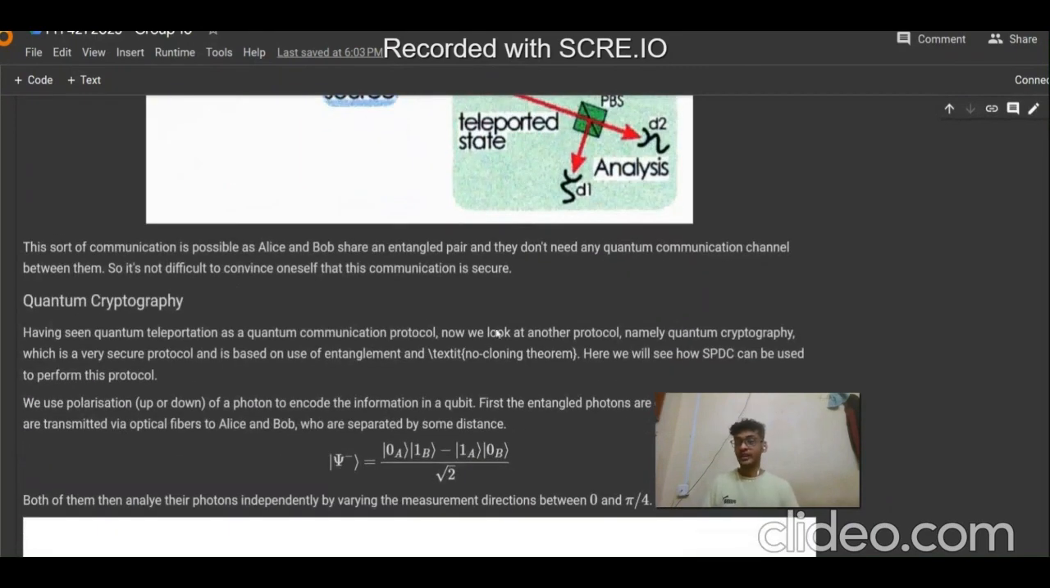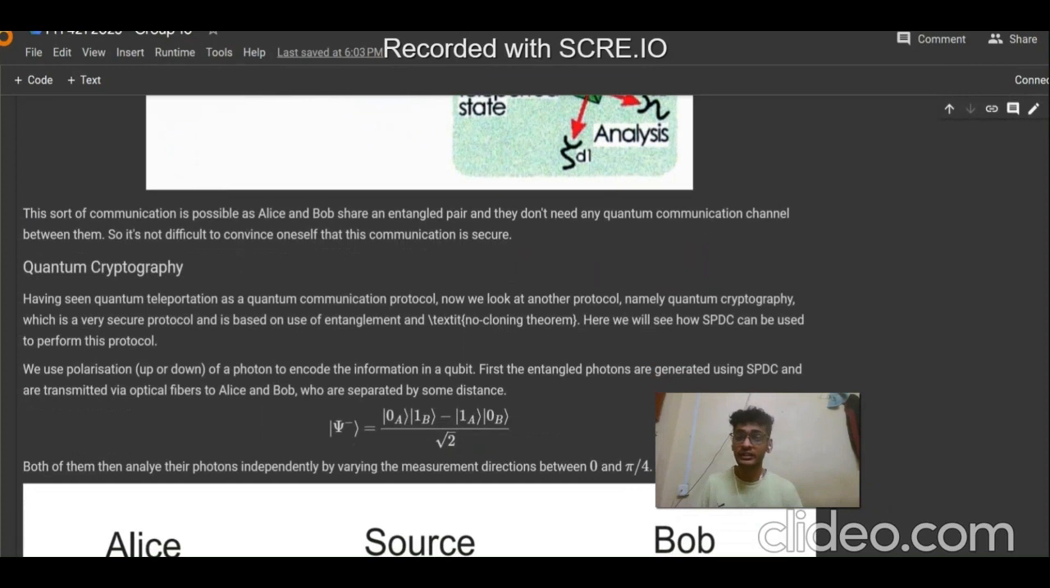And we have, as we could see in the diagrams or the protocol, that the only thing that is needed is Alice and Bob sharing an entangled pair, and they don't need any quantum communication channel between them. So this type of communication is very secure, as even if a third party tries to interfere in some way, he cannot, because entanglement is purely a global property and not a local property.